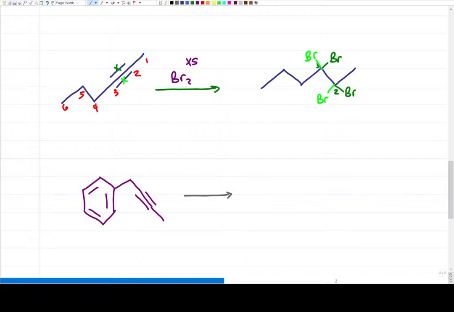And we are going to react this one with H2 in a Lindlar's catalyst. So let me know in the comments what'll happen if I react this starting alkyne, did I say alkene? I meant alkyne, with H2 in a Lindlar's catalyst.